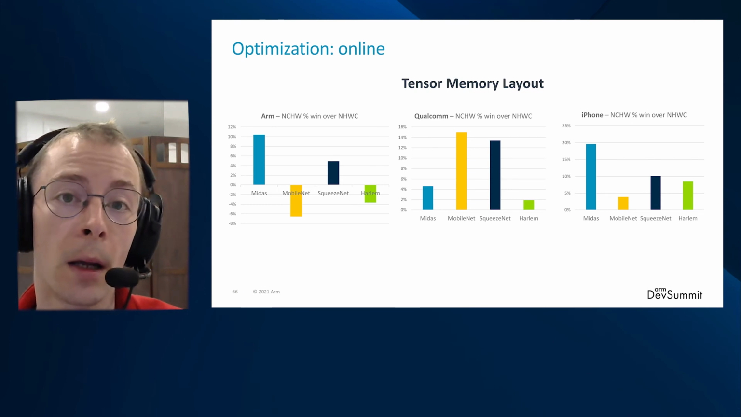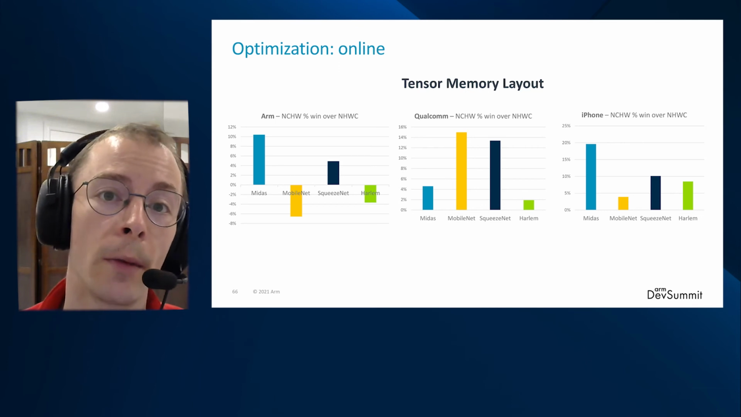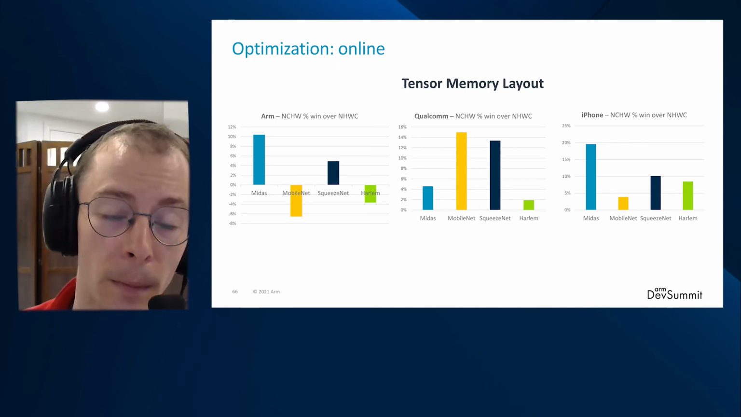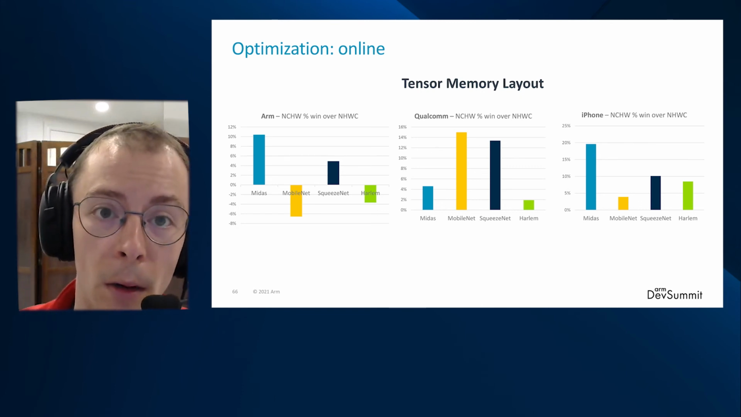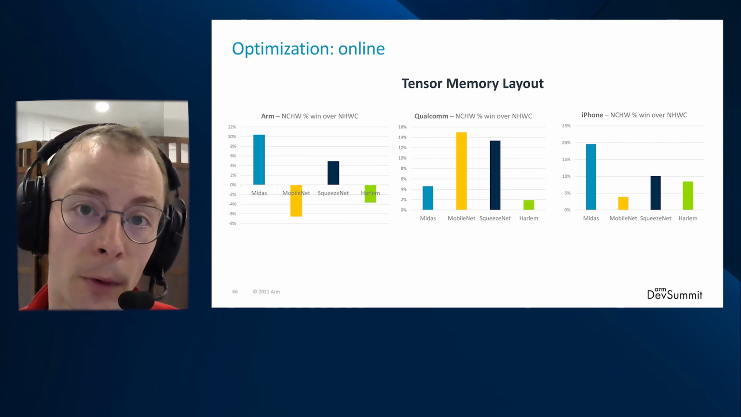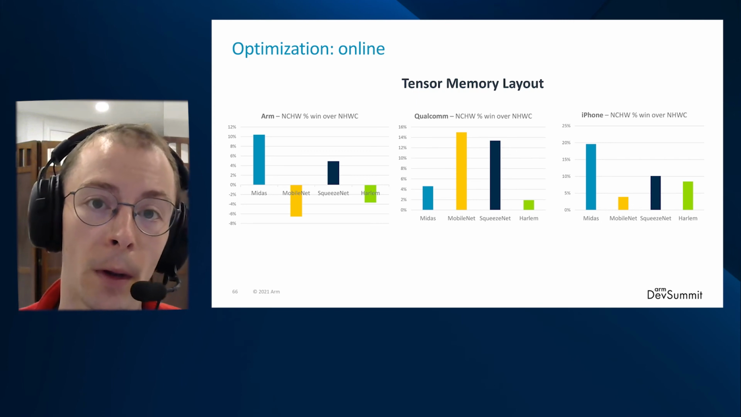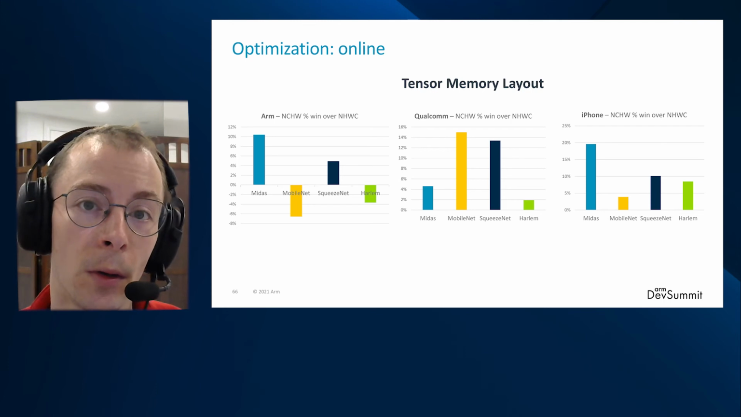So here I want to showcase the different wins we get from channels first versus channels last on the different architectures. You can see there's no clear trend here. It's really model dependent. On some architectures, channels first is better. On some other architectures, channels last is better, and so on and so forth. So it really depends on the model itself and the architecture you're targeting.